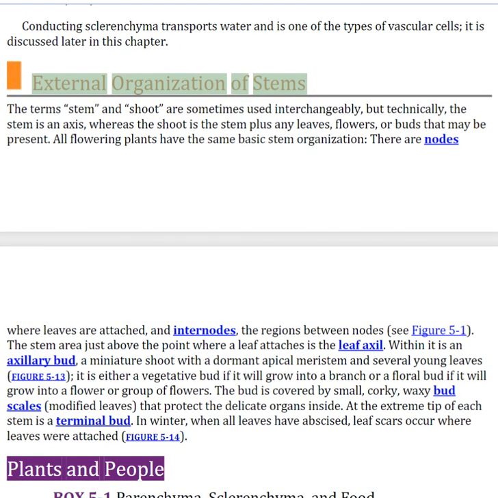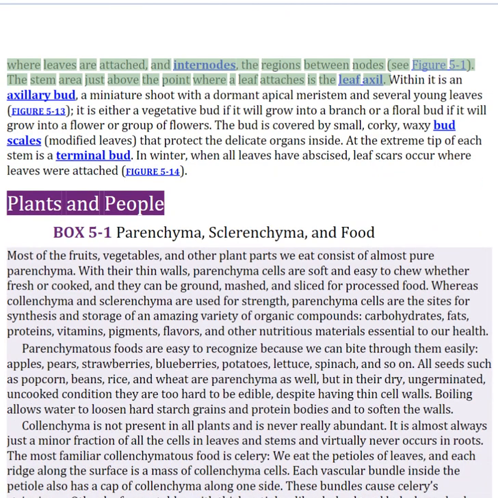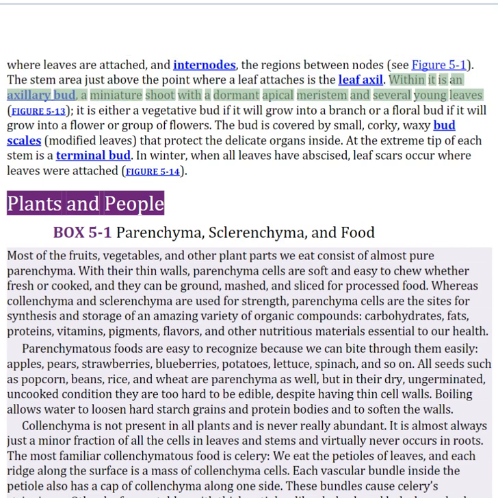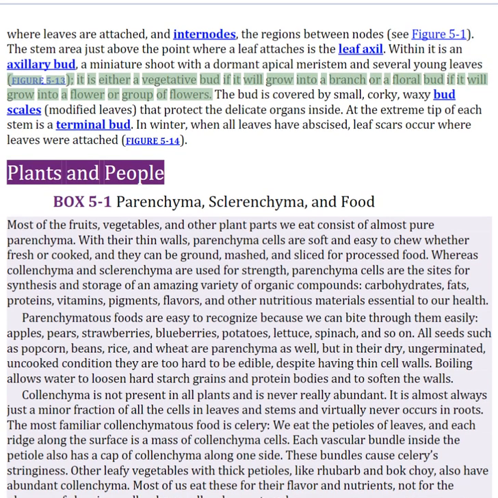External organization of stems. The terms stem and shoot are sometimes used interchangeably, but technically, the stem is an axis, whereas the shoot is the stem plus any leaves, flowers, or buds that may be present. All flowering plants have the same basic stem organization. There are nodes where leaves are attached, and internodes, the regions between nodes. The stem area just above the point where a leaf attaches is the leaf axil. Within it is an axillary bud, a miniature shoot with a dormant apical meristem and several young leaves. It is either a vegetative bud if it will grow into a branch, or a floral bud if it will grow into a flower or group of flowers.